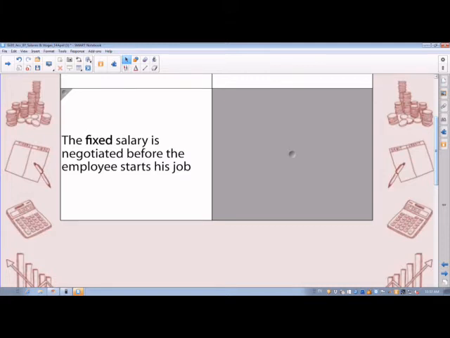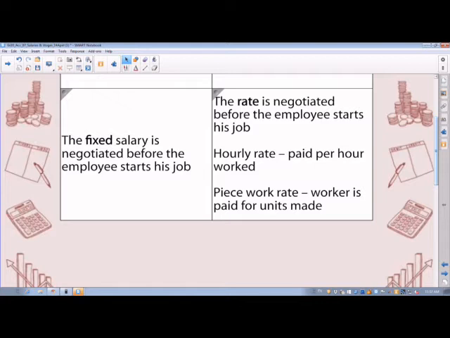What is the wage? This is a rate, and this rate will also be negotiated before the employee starts his job, but it will be an hourly rate. So therefore, I will be paying this employee per hour, or I can put in his contract that he will be a piecework rater. So he will be paid at a piecework rate, and that means for every unit he's made or finished or completed, he will get a certain amount.